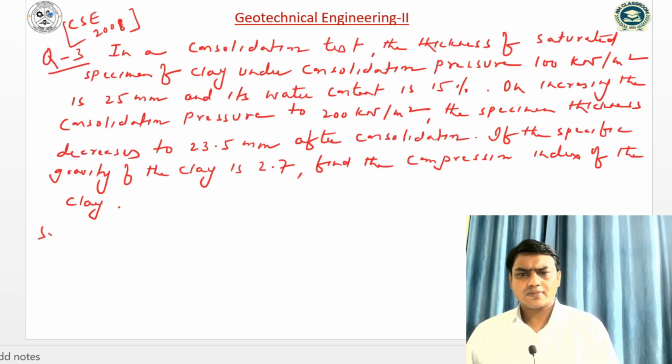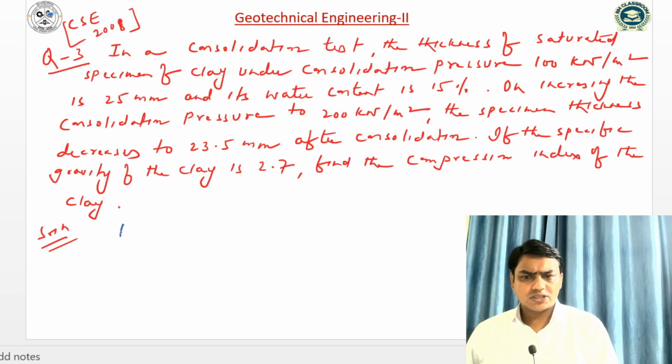So third question of the day. This was once again asked in a civil services examination 2008. In a consolidation test, the thickness of a saturated specimen of clay layer under consolidation pressure of 100 kilonewton per meter square is 25 mm and its water content is 15%. On increasing the consolidation pressure to 200 kilonewton per meter square, the specimen thickness decreases to 23.5.